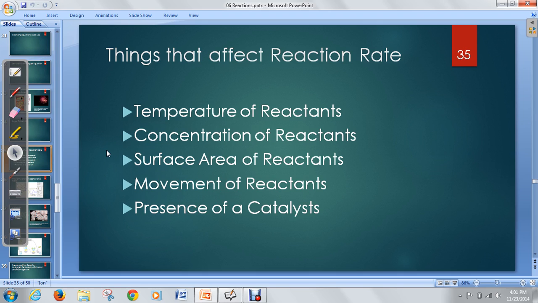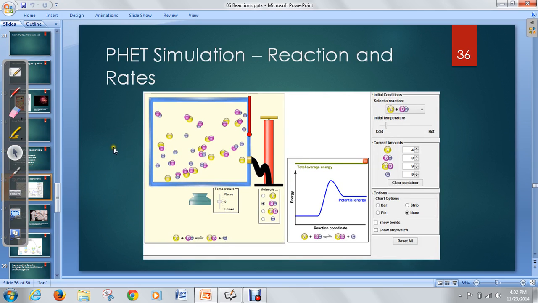Okay, so you're going to want to know these, a couple things that are going to affect how fast a reaction occurs. Then we used a PhET simulation. We looked at some gas particles in a chamber and looked at how if we raise the temperature of that chamber, okay, then the reaction occurred faster as well. Okay, so hopefully this is making some intuitive sense that the higher the temperature of the reactants, the quicker the reaction is going to occur.